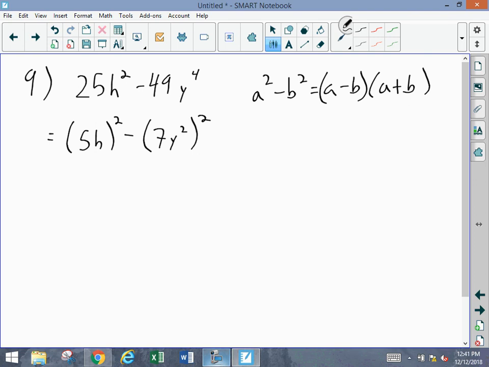Alright, so then A is this, and B is that, right? So then I'm going to write this as 5h minus 7y squared times 5h plus 7y squared. Wait, so that first one's A and that one's B. Yes. Okay. And then I'm plugging it into this formula over there.